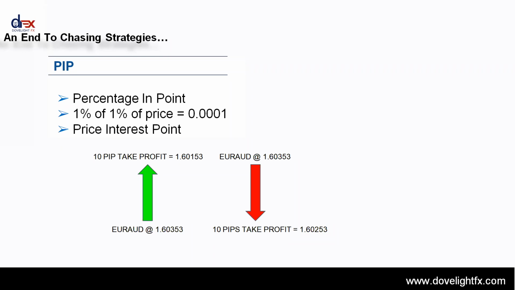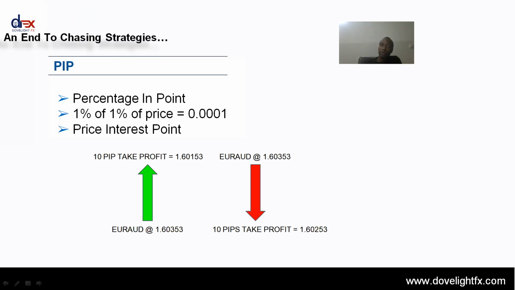So what I simply do is, if someone tells me I should get 10 pips on Euro USD, what I'm simply going to do is take 0.0001 in 10 places. You get your answer, and then you add it up to that exchange rate. I hope we understand this concept of pips.